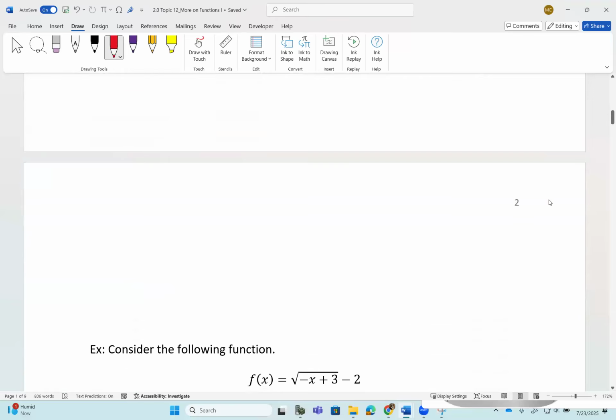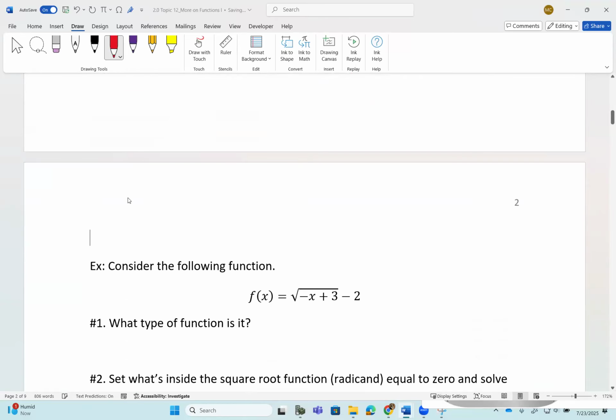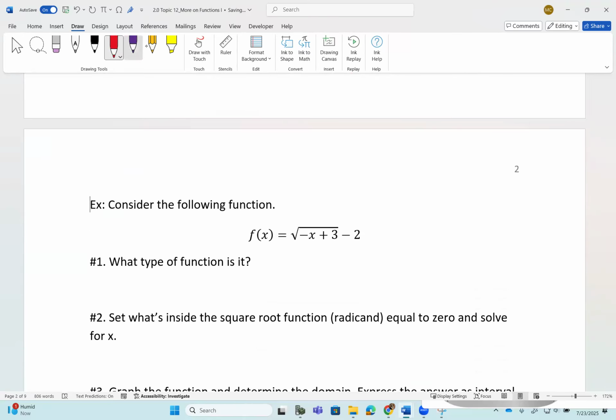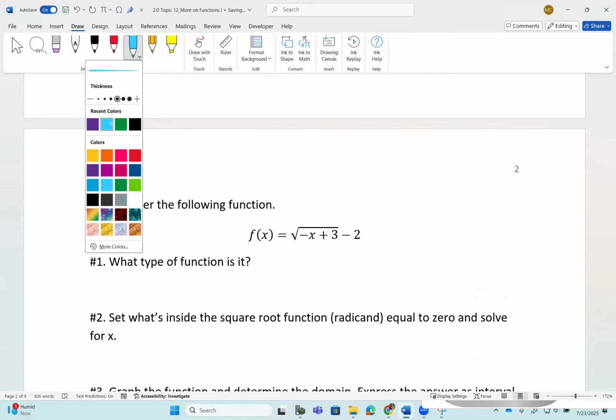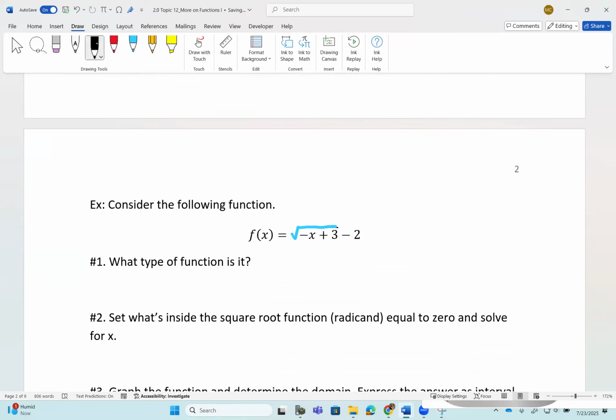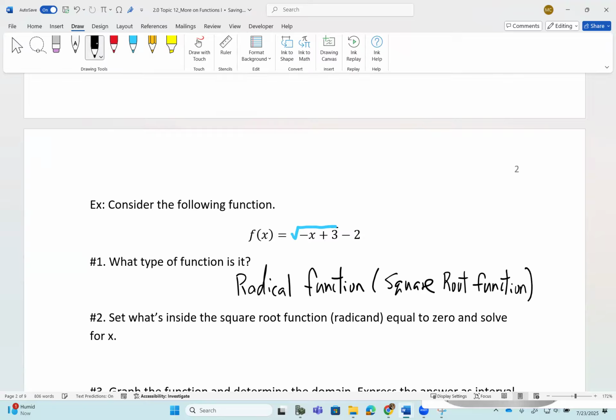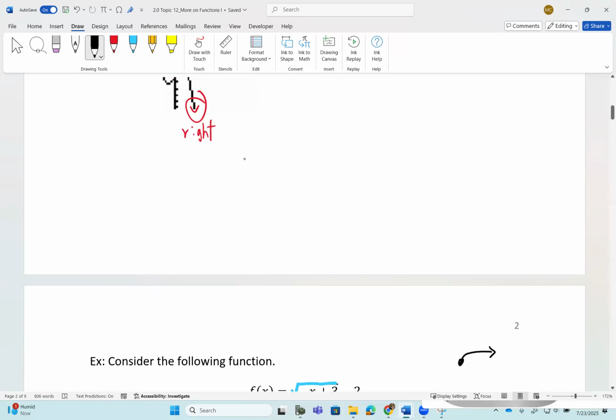All right, the next one. For this function, you see a square root right here. So that's a radical function. Specifically, it's a square root function, because a square root function looks different from a cube root function. Normally a square root function looks this way, but not in this particular example. I'm going to graph it here in a minute.